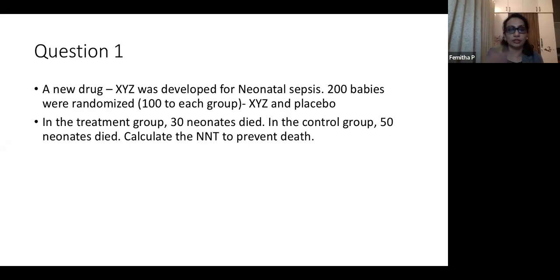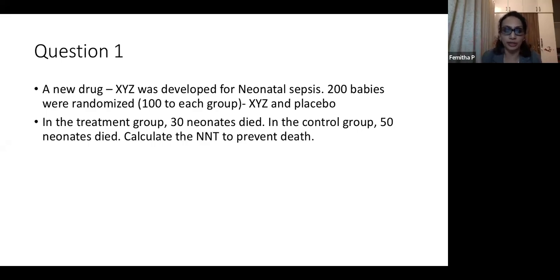The difference between these two gives you the absolute risk reduction or risk difference, RD or ARR. 30 by 100 minus 50 by 100. You'll have a negative number because XYZ is actually improving survival here. From that, you get ARR, which is 20 by 100. The inverse of that, 1 by ARR, is your number needed to treat. So here your NNT will be 5.